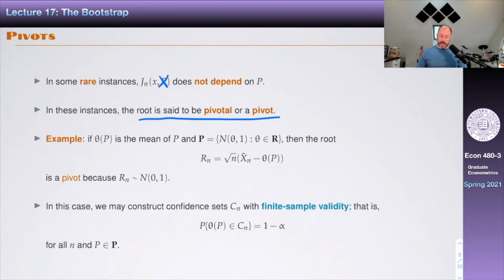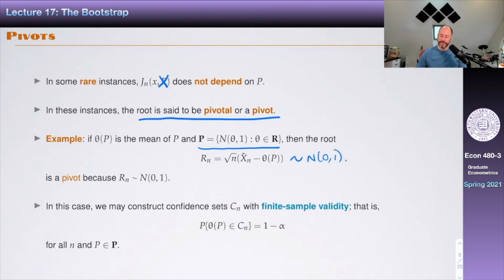And an example of this is the following. There are not a gazillion of them. There are many, but it's definitely not the most popular case. But if theta(P), for example, is the mean of P, and then bold P, which is the family of distributions that you want to consider, is just a set of distributions with mean theta and known variance, in this case 1, then the root, square root n times x bar minus theta(P), is a pivot because this is exactly normal 0, 1.